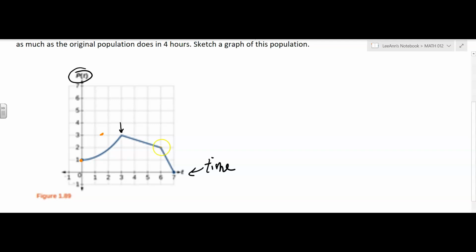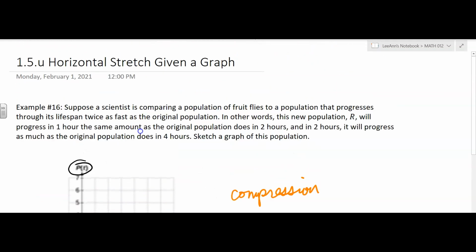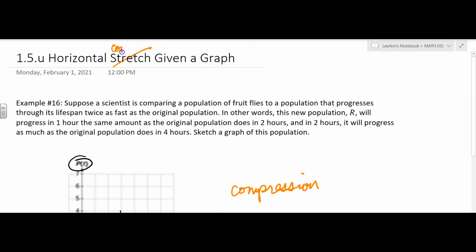So when we have a point here after 6 hours, I'm assuming it's hours, yeah, 6 hours, that's happening at 3 hours, so it's in here. And at 7 hours, that's happening at 3.5 hours. So then my graph looks like this. Kind of a curve there, sorry. Okay, and so this is a compression. So back up here on the title, I should have put horizontal compression. Sorry about that.